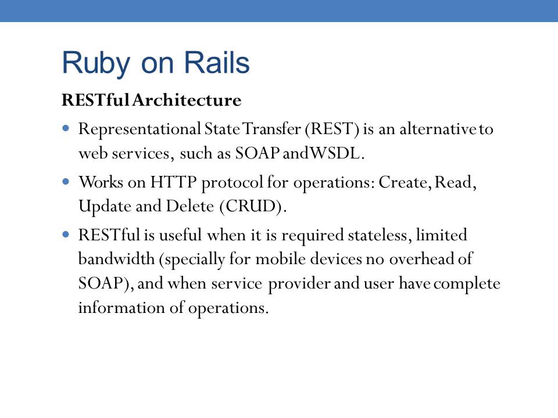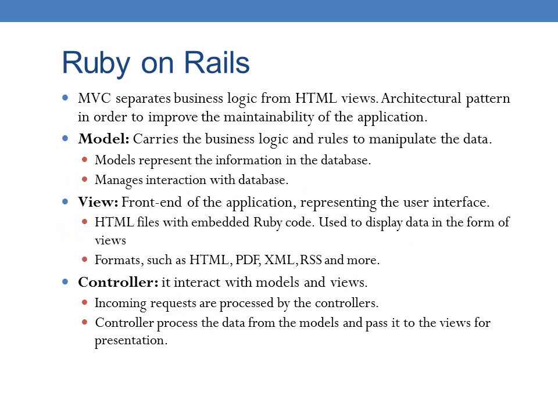So finally, Ruby on Rails RESTful architecture, that is representational state transfer, is an alternative to web services such as SOAP and WSDL. It works on the HTTP protocol for operations: create, read, update, and delete from the database or cloud storage database. RESTful is useful when stateless, limited bandwidth is required, especially for mobile devices, to avoid the overhead of SOAP, when the service provider and the user have complete information of operations.